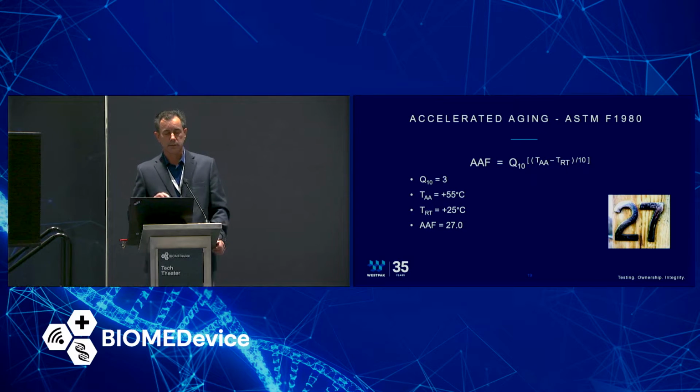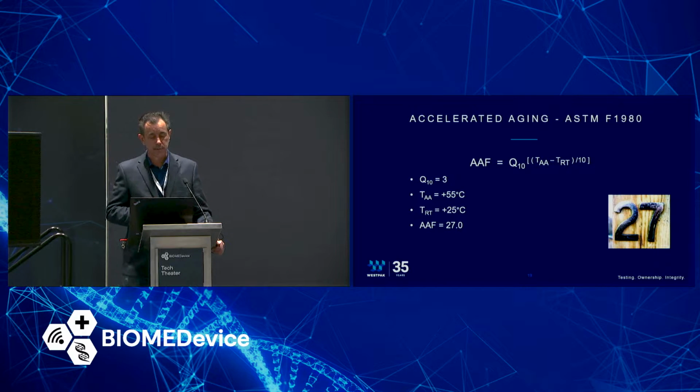Now I wanted to illustrate in this example a Q10 of 3. So what that means is that for the sample that I can age, I've studied my materials, and I've determined empirically that that number can be a 3. If I keep everything the same, 55 C, and notice I'm back at 25 C for my room temperature, I get an accelerated aging factor of 27. Last time it was 8.